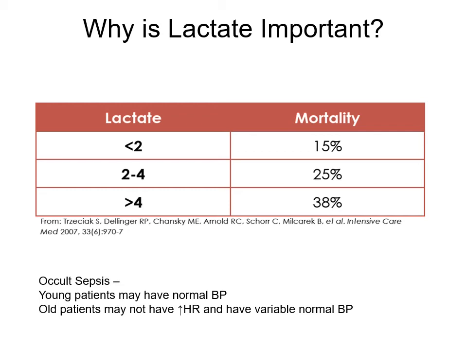It is very useful to pick up so-called occult or cryptic sepsis, as young patients may have a normal perfusion pressure, and older patients may not have the traditional tachycardia that we would often see in the younger patients, and they may have a blood pressure which is difficult to interpret compared to what their normal baseline would be. In these cases, a venous lactate can be quite useful indeed to re-stratify the patient.